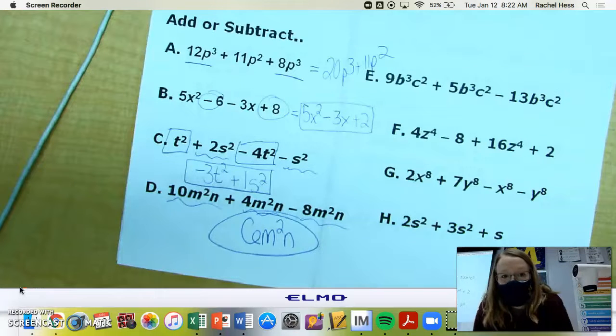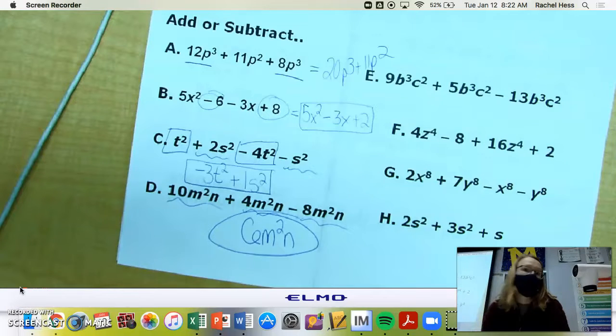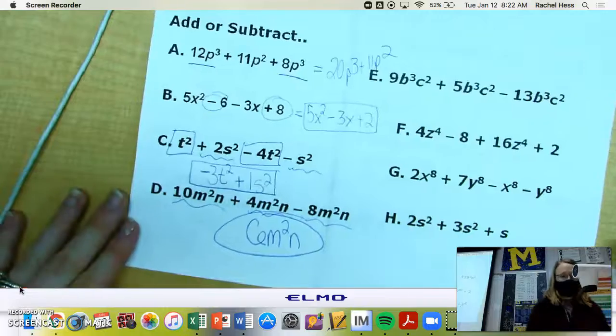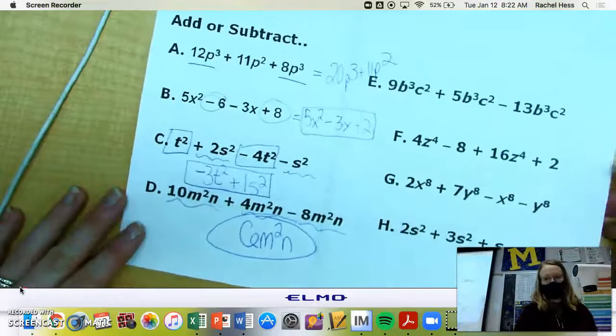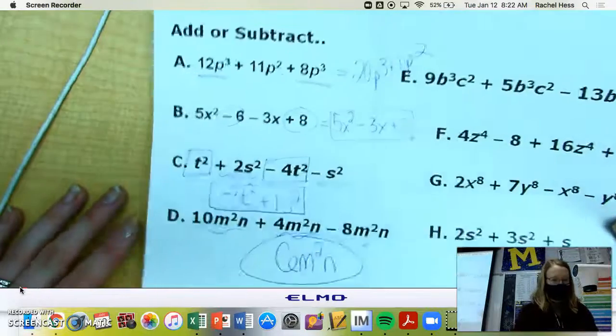Do you guys have questions on that? So this is sort of like adding like terms. We have done this stuff before. Tricky part is all those exponents in there. All right, let's move along.